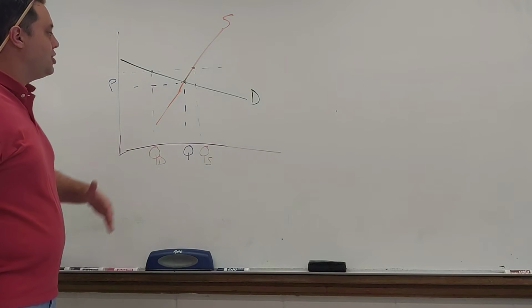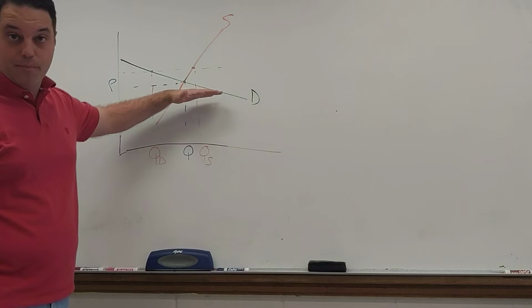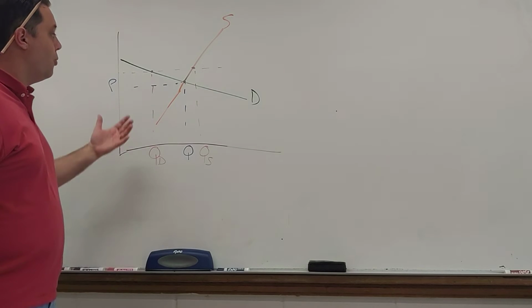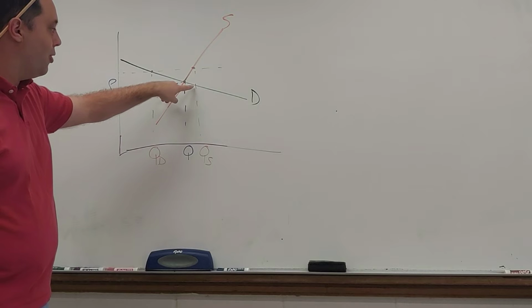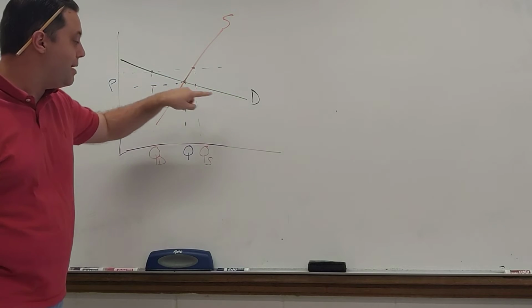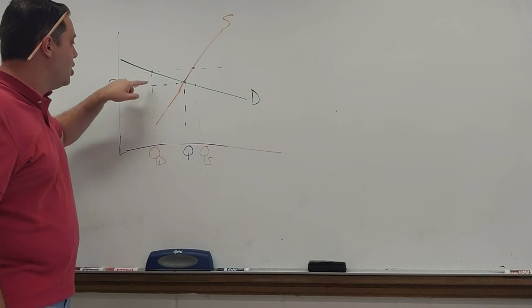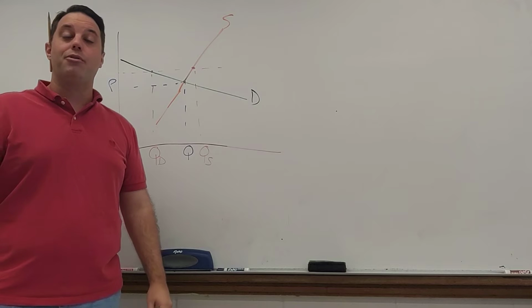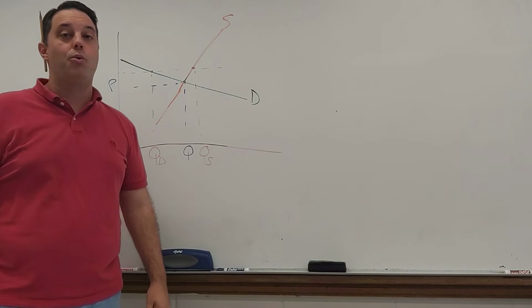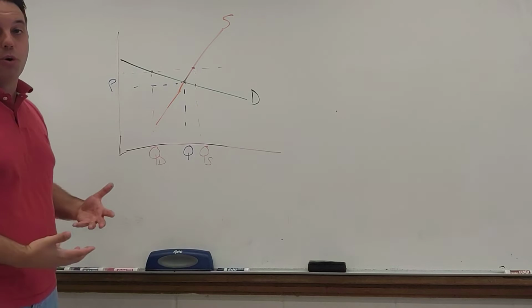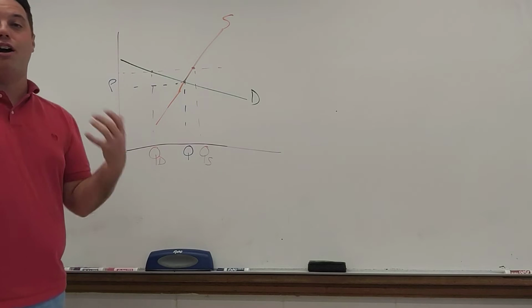Now, by comparison, if the price was down here, if the price was underneath the equilibrium, or the price was too low, we'd have the exact opposite going on. Then the quantity that would be the greatest would be the one on the demand curve. The quantity demanded would be greater than the quantity supplied. Whenever that's the case, whenever the quantity demanded is greater than the quantity supplied, instead of a surplus, we call that a shortage. So then we'd have a shortage. We don't have enough of it.